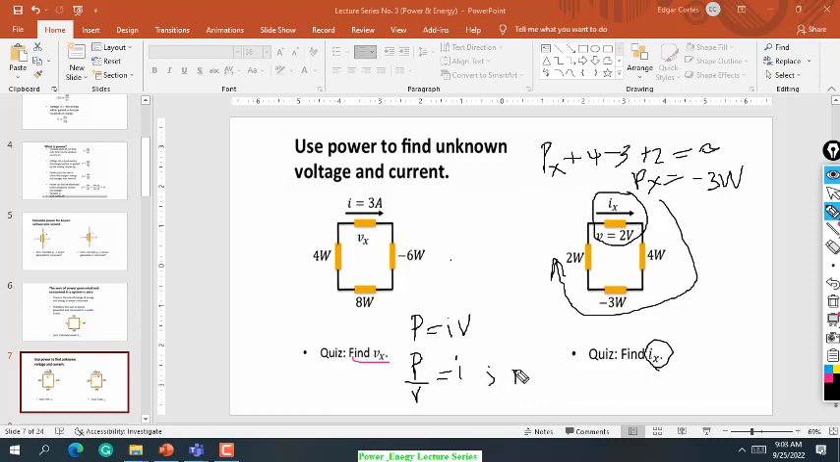I equals to pila may power? So we have computed the power, negative 3 watts. The voltage is given, 2 volts. Negative 3 watts over 2 volts, okay? Equals to negative 1.5. Negative 1.5 amperes. Nag-answer kanya 1.5, no?